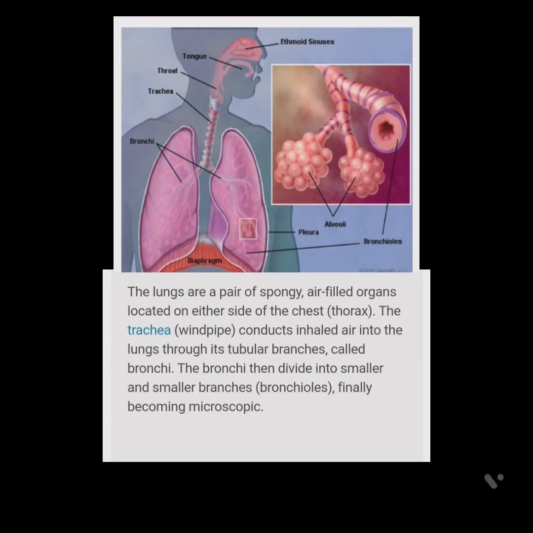First of all, the lungs are a pair of spongy, air-filled organs located on either side of the chest, the thorax. The lungs are present on both sides of our chest, and the texture of the lungs is like a sponge. Students, you must have seen a sponge. It absorbs all the water when you dip it in a bucket of water, and it has millions and millions of minute holes. The same is the structure of the lungs.